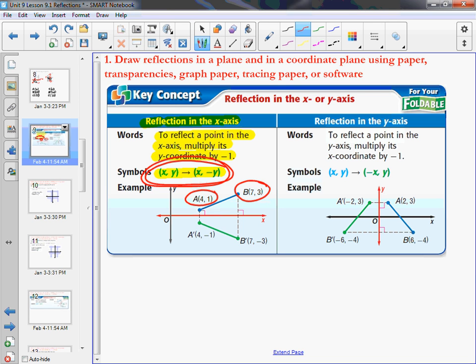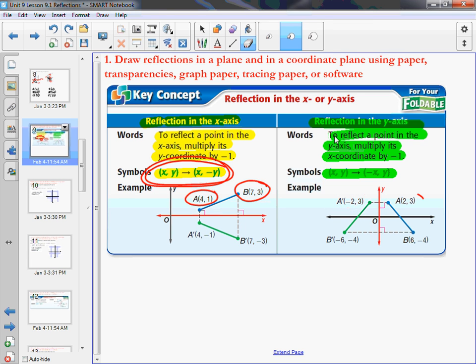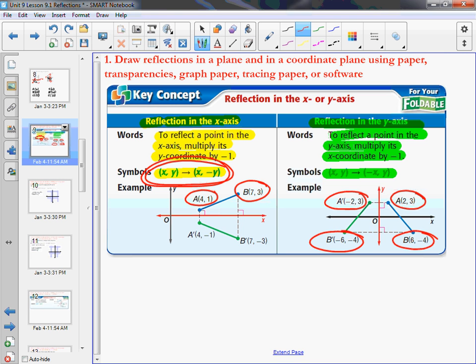Okay? Then a similar thing happens when our line of reflection is the y-axis. When the line of reflection is the y-axis, it's the y-coordinate that stays the same, and it's the x-coordinate that changes sign. So to reflect a point in the y-axis, multiply its x-coordinate by negative 1. So the point (x, y) becomes the point (negative x, y). So you can see here, A is positive 2, 3. A prime is negative 2, 3. B is 6, negative 4. B prime is negative 6, negative 4.